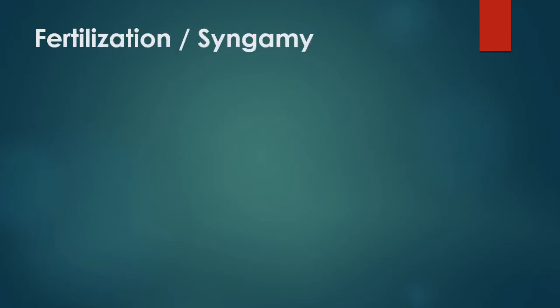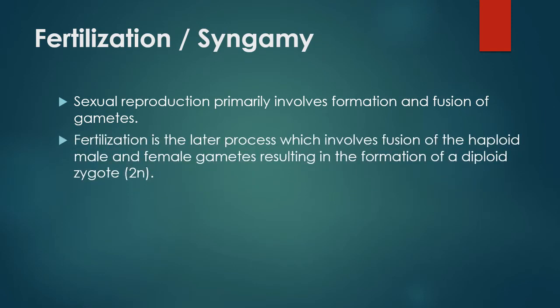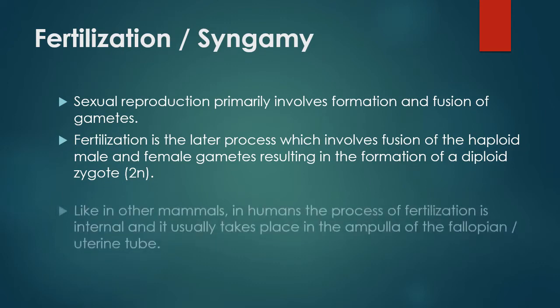Fertilization or Syngamy. Sexual reproduction primarily involves formation and fusion of gametes. Fertilization is the latter process which involves fusion of the haploid male and female gametes, resulting in the formation of a diploid zygote, that is 2N.